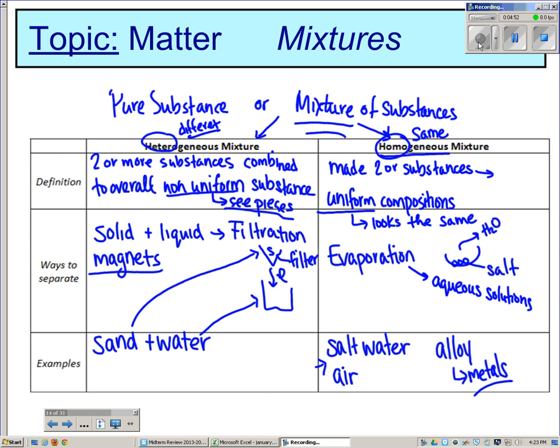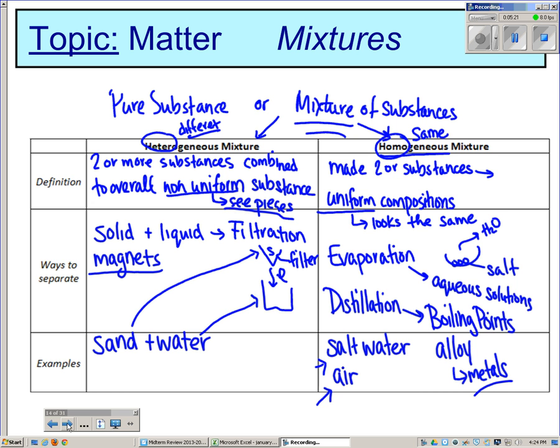Now we can also separate homogeneous mixtures of things like air based on boiling points in a process called distillation. Now, distillation separates substances based on their boiling points, where lower boiling points would separate from the mixture first as we heated it up, and then higher boiling points would be separated later.